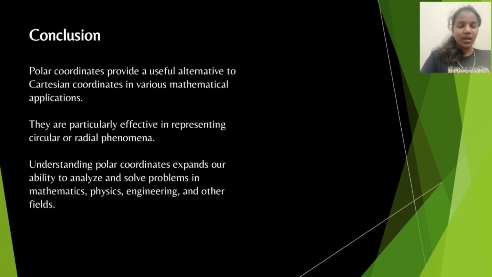Conclusion. Polar coordinates provide a useful alternative to Cartesian coordinates in various mathematical applications. They are particularly effective in representing circular or radial phenomena. Understanding polar coordinates expands our ability to analyze and solve problems in mathematics, physics, engineering, and other fields.